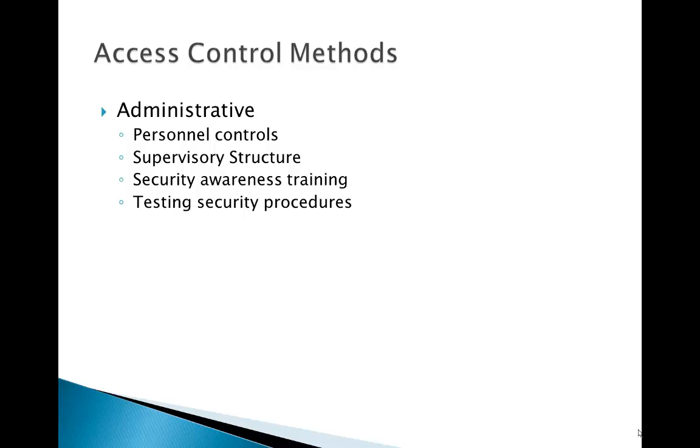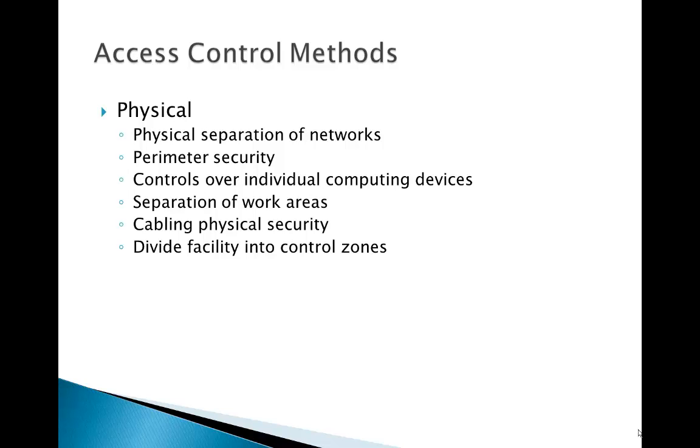So this is the administrative side of things. It involves dealing with the human element, dealing with the policies and procedures and supervisory structures that control the human element in terms of ensuring that folks follow access control practices and policies. Physical security can involve a physical separation of networks.